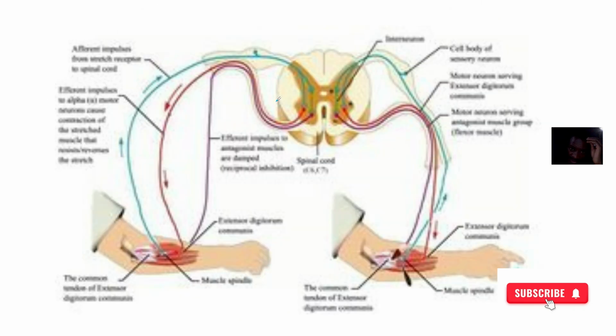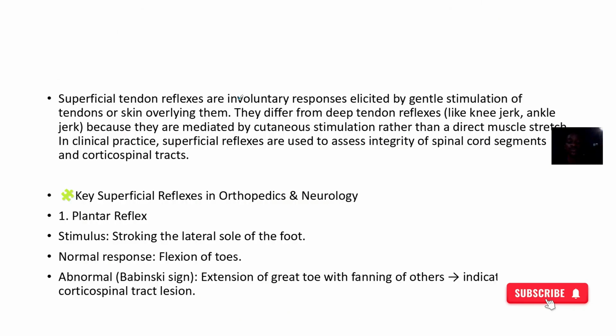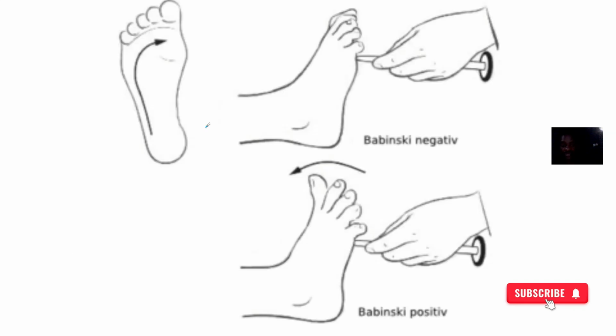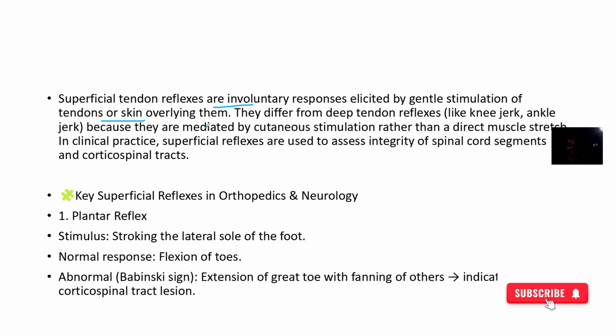So for the superficial tendon reflexes, we said that they're actually what? Involuntary responses elicited by gentle stimulation of what? Tendons and skin overlying them. So your body is responding when you stimulate the skin above it. So the nerves are carrying impulses to respond.